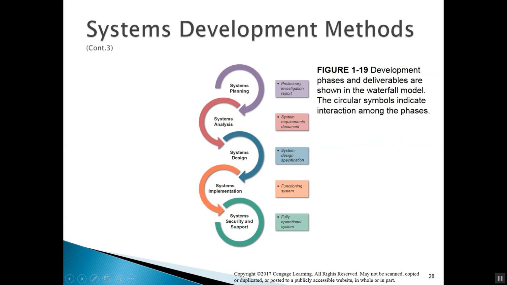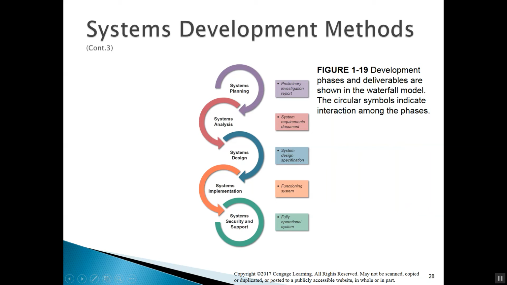It's broken down into 5 phases. Now, each phase is its own cycle. The whole thing is a cycle, but each phase is a cycle itself. And we'll start out with the preliminary investigation report. That's the systems planning. So systems planning will go through, and if it didn't turn out the way we wanted it to, we can start over and do it again.